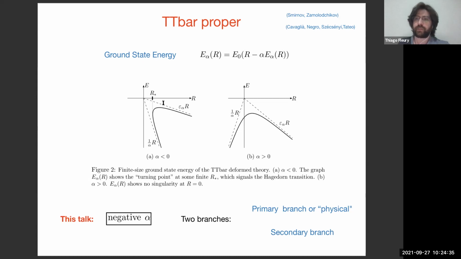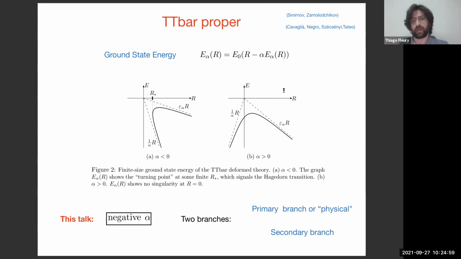Here there is a singularity, and that's called the Hagedorn transition. For positive alpha, it's a bit different. You have a flow like this one, with finite energy when R goes to 0. This is also mysterious, because you have a finite density of states and everything.